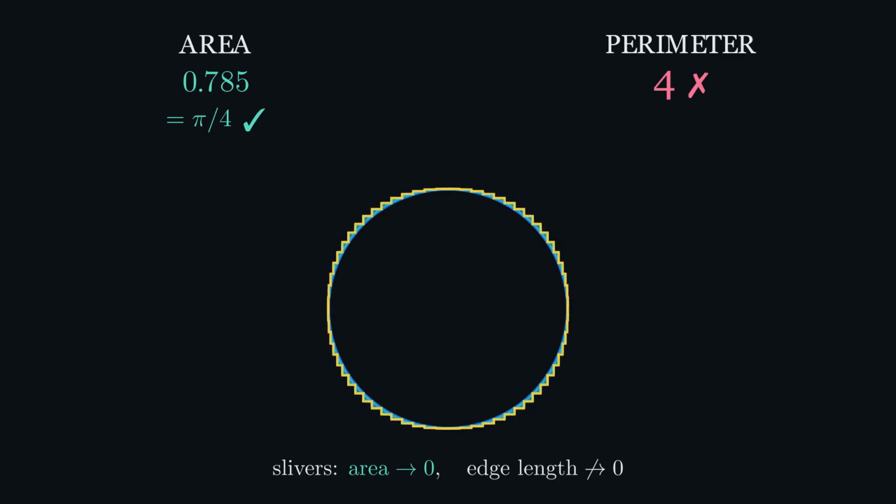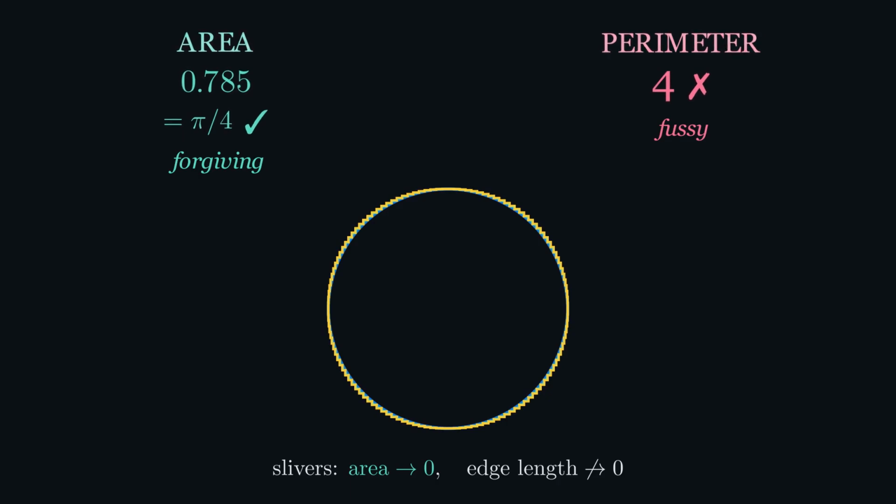Area is forgiving. It measures how much stuff is roughly inside, and small wiggles on the edge barely change that. Length is fussy. It follows the boundary step for step, so every wiggle costs you, and a boundary can wiggle infinitely much while staying in an infinitely thin band. So the same sequence of shapes gives you the right area and the wrong perimeter at the same time from the same picture. That still kind of delights me.